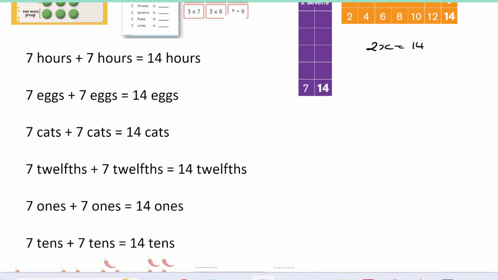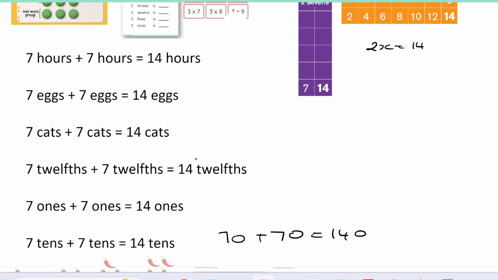So here I've got 7 hours, 7 hours is just 14 hours. 7 eggs plus 7 eggs is 14 eggs. 7 cats plus 7 cats is 14 cats. 7 twelfths plus 7 twelfths is 14 twelfths. 7 ones plus 7 ones is 14 ones. 7 tens plus 7 tens is 14 tens. Use a number slider to model that one.